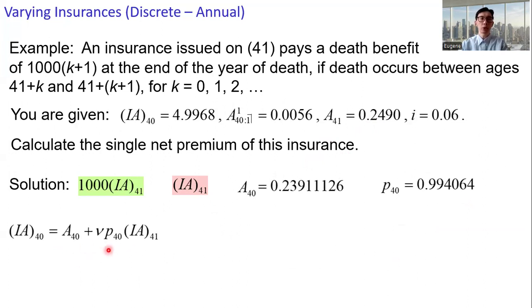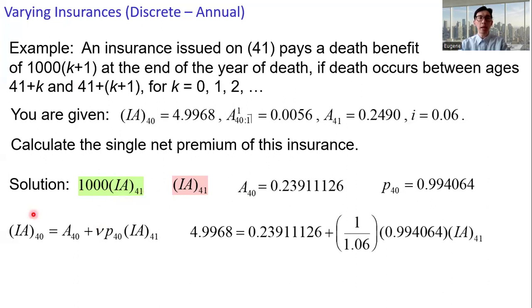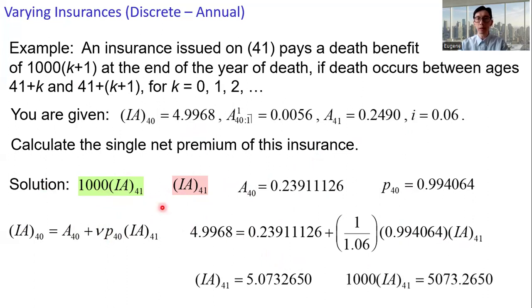Plug the numbers into the recursive formula for the increasing insurance to get IA41. IA40 is given as 4.9968, and then A40 is just calculated. And then we get nu, and then P40. Solving for IA41, which is 5.073265, and we need 1,000 times IA41, and then we get the answer.